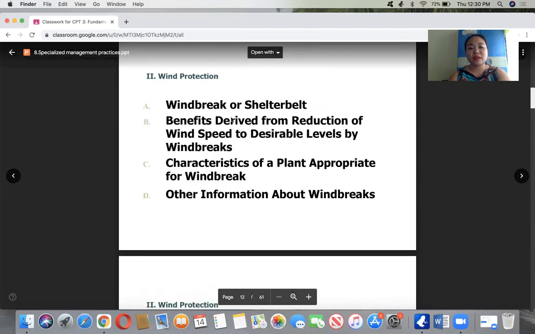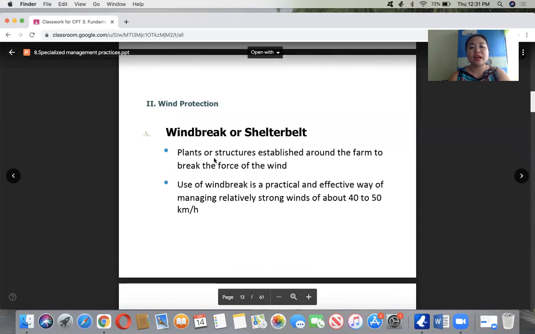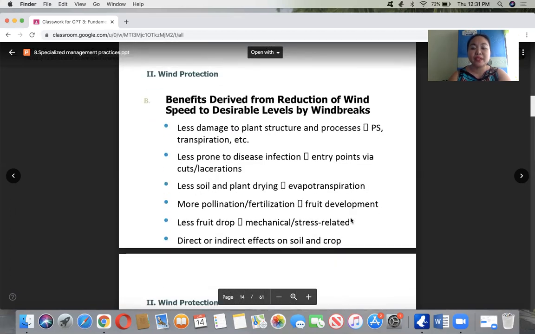So wind protection using windbreak or shelter belt. The benefits derived from reduction of wind speed to desired levels by windbreaks, and the characteristics of a plant appropriate for windbreak and other information. So these are plants or structures again established around the farm to break the force of the wind, and it is a practical and effective way to manage relatively strong winds which are about 40 to 50 kilometers per hour. So the benefits are less damage to plant structure and processes such as photosynthesis and transpiration, and plants are less prone to disease, infection, and entry points via cuts or lacerations.